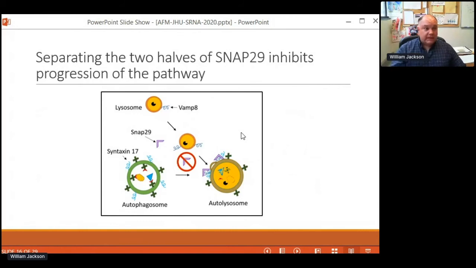This is a really great idea for potential therapeutics, because if we could maintain SNAP29, theoretically, we could actually target this virus to the lysosome and we could degrade it, and then we would get a reduced infection.